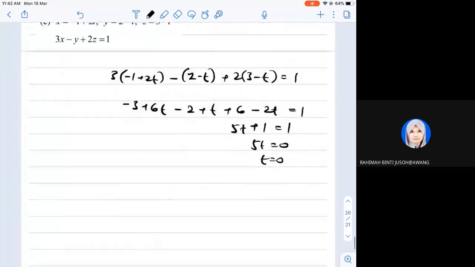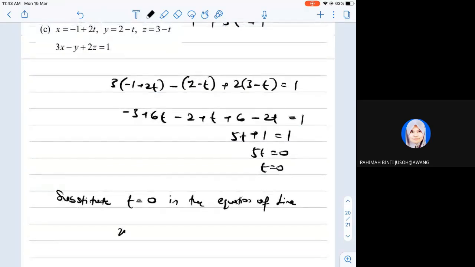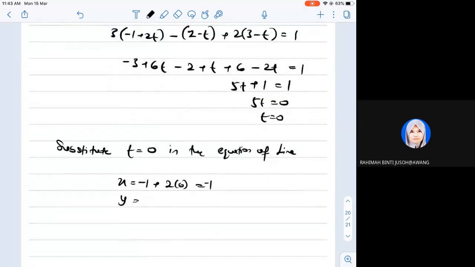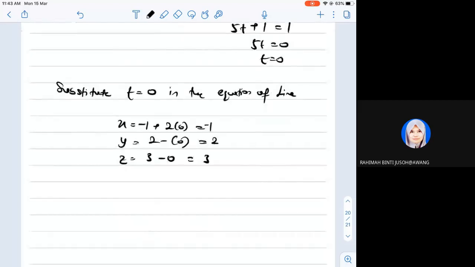If t equals 0, it is rare to get t equals 0. So substitute t equals 0 in the equation of the line. We have x equals -1 plus 2 times 0, which is -1. y equals 2 minus t, so 2 minus 0 is 2. z equals 3 minus 0, so 3. So -1, 2, 3 is the point of intersection.